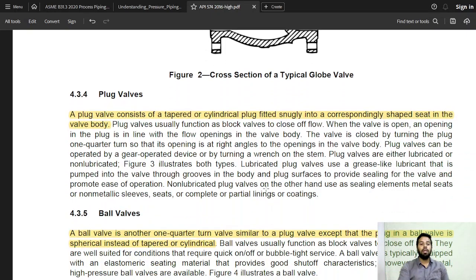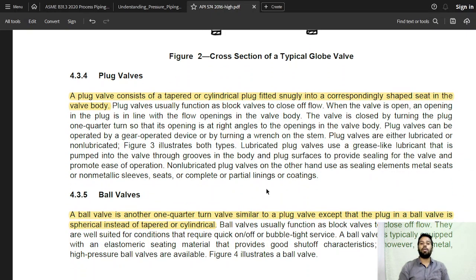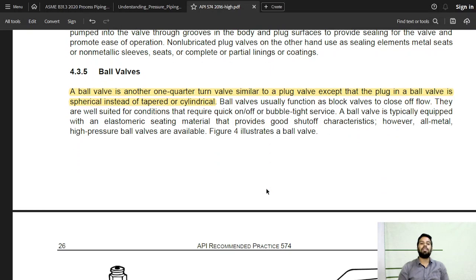A plug valve consists of a tapered or a cylindrical plug fitted snugly into the corresponding shape of the seat in the valve body. Then you have the ball valve. In a ball valve, you have a ball inside, this ball moves in and out. If it covers the outlet, then your outlet closes. If it covers the inlet, the inlet closes. If it's not actuated, then your fluid is going to run.